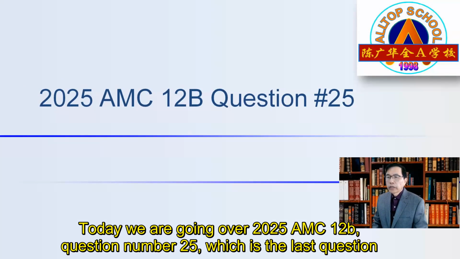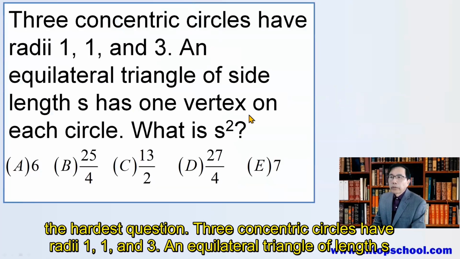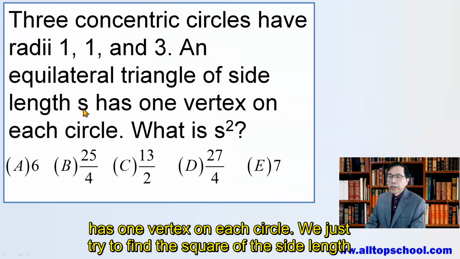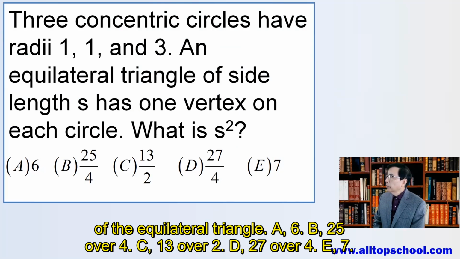Today we're going over 2025 AMC 12B question number 25, which is the last question, the hardest question. Three concentric circles have radii 1, 1, and 3. An equilateral triangle of side length S has one vertex on each circle. We just try to find the square of the side length of the equilateral triangle. A 6, B 25/4, C 13/2, D 27/4, E 7.